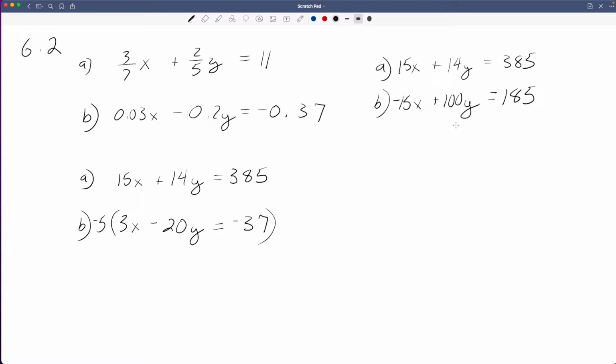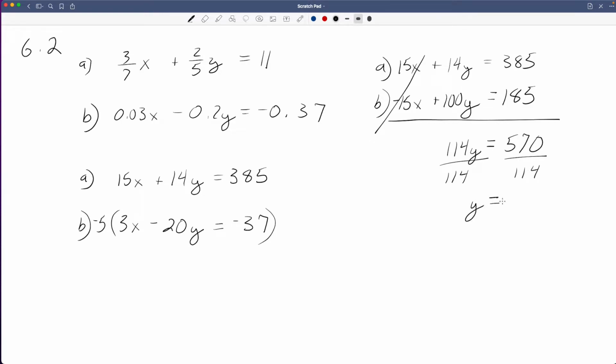All right. So now we can do some elimination. We can eliminate that. And we have 114y is equal to 570. So when we divide both sides by 114, y is going to be equal to 5.